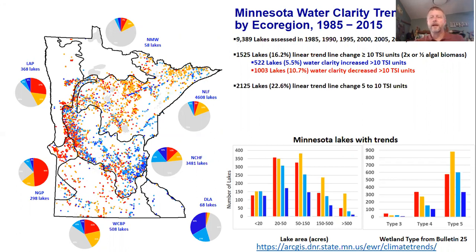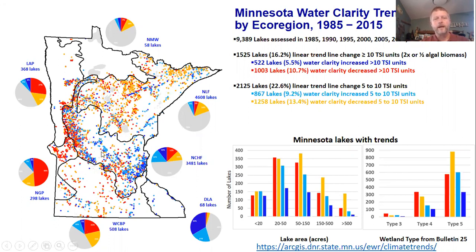I took a little bit smaller of a slice, 5 to 10 TSI units, so not quite doubling or halving, but still a significant change. 22.6% had linear trends of this magnitude, 9.2% increased water clarity, and then 13.4% decreased water clarity. So when you take a look at the pie charts here, we can see a lot of the agricultural ecoregions have a lot more of the red and the orange, so lakes that are decreasing water clarity rather than improving.